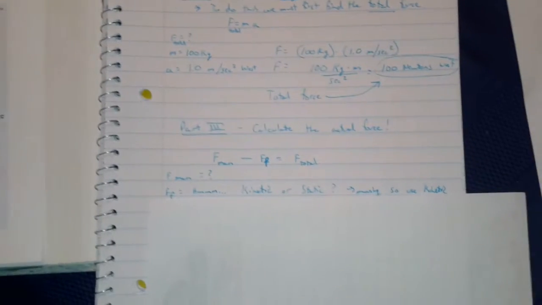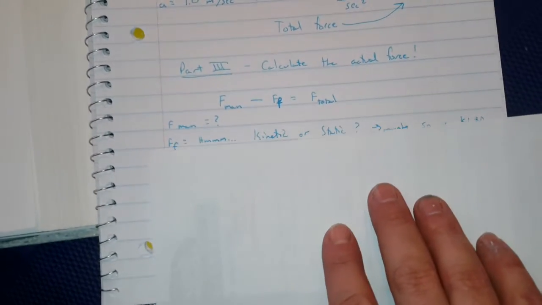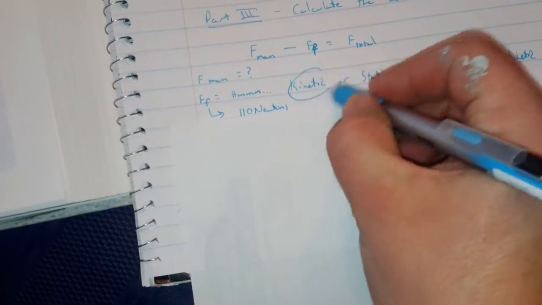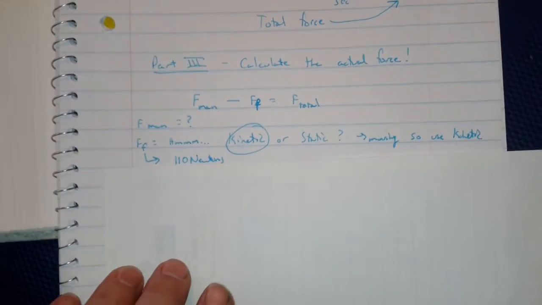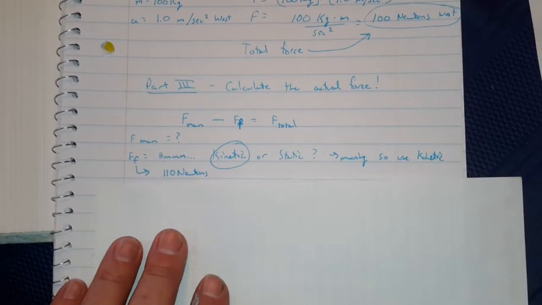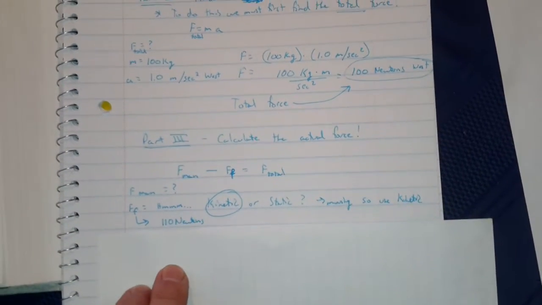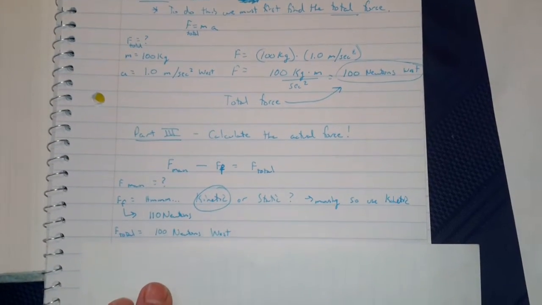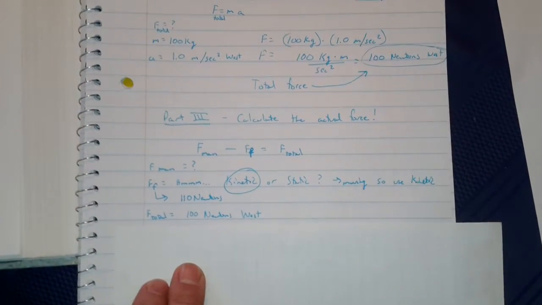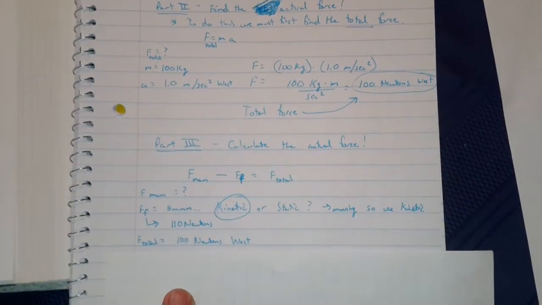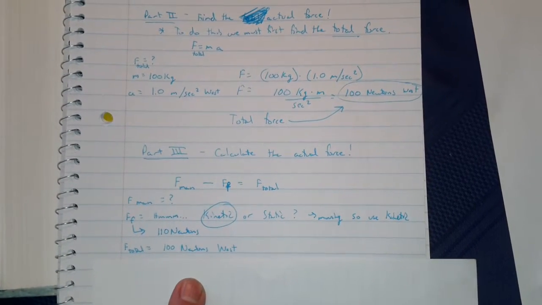Kinetic or static? Well, the desk is moving in this part of the problem because it's accelerating. So we're going to use the kinetic force of friction. The kinetic force of friction in the problem is 110 newtons. That just means that it takes 110 newtons to keep the desk moving after you get it moving. So the total force, which is what we just found in part 2, I know it's getting a little complicated, but bear with me, is 100 newtons west. So we found that in part 2.